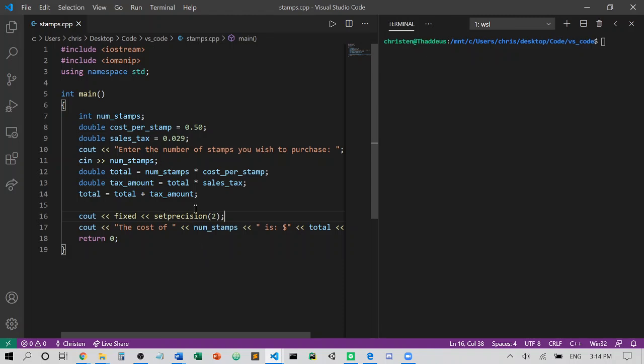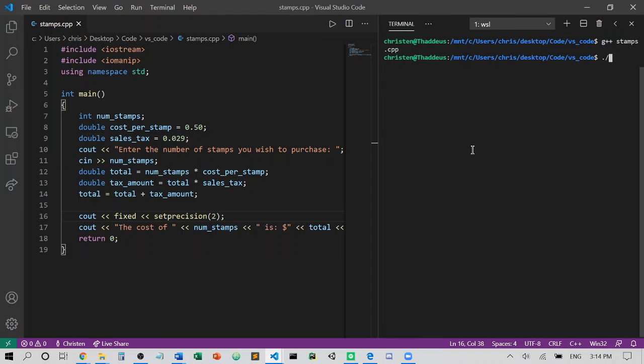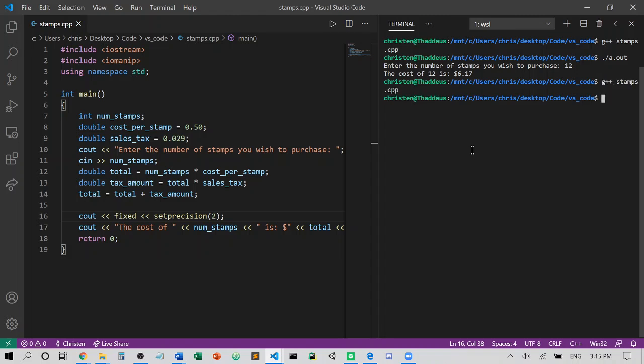At this point, I think we are good, so let's go ahead and try to compile. And no errors, so let's see what we get. Enter the number of stamps you wish to purchase. Let's enter 12 stamps. The cost of 12 is $6.17. That looks like it checks out. Let's try testing one stamp. One stamp is 51 cents. That looks like it would come out correct as well.